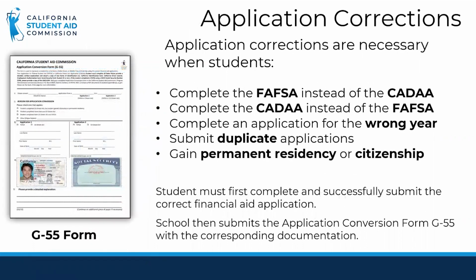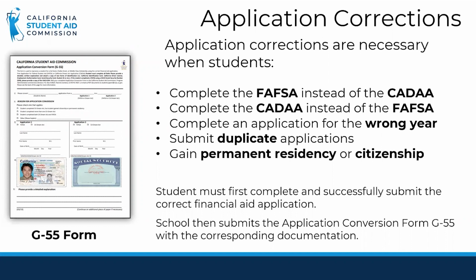If the student fills out the wrong application or a duplicate application, or they fill out, for example, a CADA for the wrong application year, maybe a high school senior just filled out an application for 2021. Whoops, it should have been 21-22, right? In any of those cases, the student would have to use this G55 form for us to correct it.